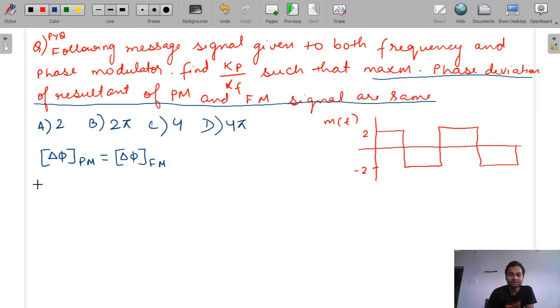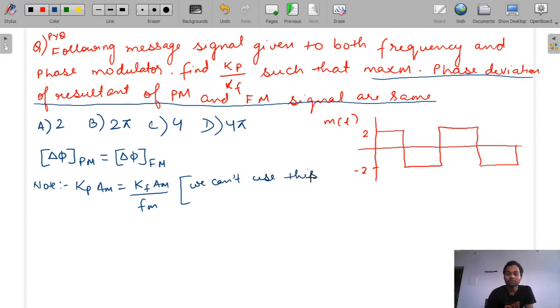And one important thing, note the point. We have already found delta phi of PM is kp Am, that is equal to delta phi of FM, which was kf Am by fm. But the important point is this, that we cannot use this formula here. Why? See, many times students commit this mistake. That's why I am writing this point. We cannot use this formula here, as the message signal is not a sinusoidal signal.